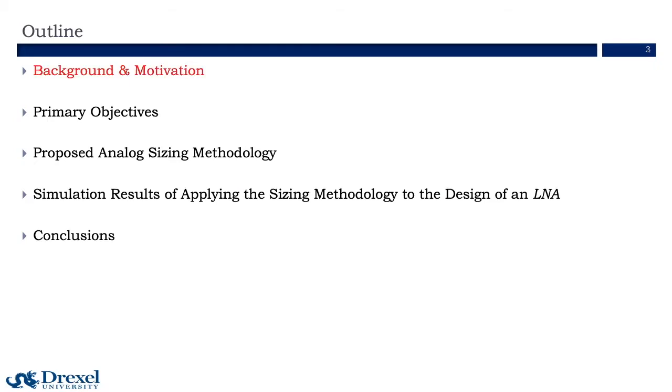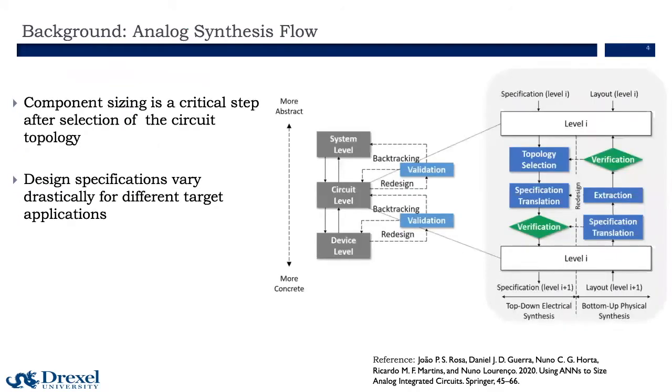So the first, background and motivation. Shown to the right is a standard analog synthesis flow. So in the schematic level, before we go to the physical synthesis, normally we would have to formulate the design specifications. And after we select the topology, we have to size the components so that the circuit delivers the target performance. Therefore, component sizing is a critical step after selection of the circuit topology.